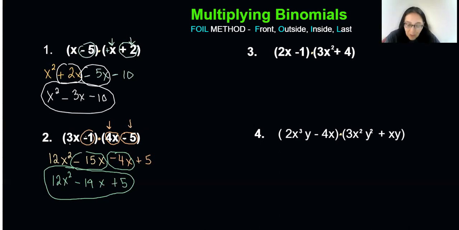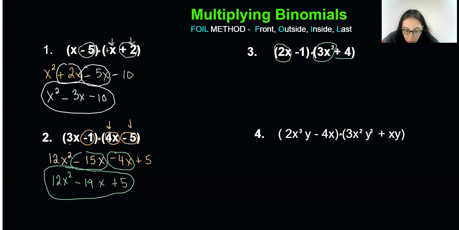All right, let's take a look at our next one. We're going to take this 2x, the front, and multiply it by the front of the other one. Then we're going to multiply it by the 4. So let's go ahead and do this. I'm trying to go nice and slow so you guys see this.